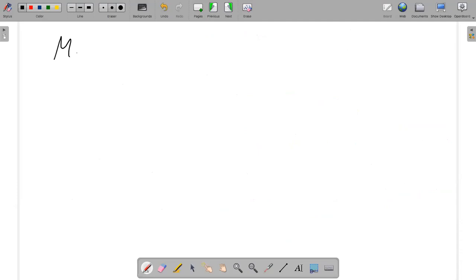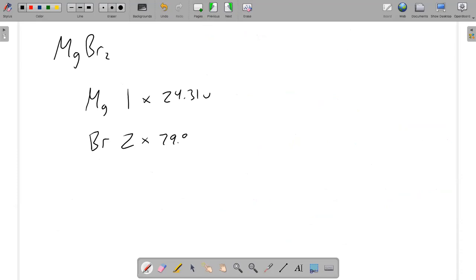So magnesium bromide, MgBr2. First thing you do, make a list of the elements that exist in the compound and write how many of them are in the compound. 1 magnesium, 2 bromines. Magnesium has a mass of 24.31. Bromine has a mass of 79.90. So in this case, not only are there twice as many bromines as magnesium, but bromine also weighs so much more than magnesium does. So you can expect that the percent of this compound that's bromine is going to be mostly bromine.